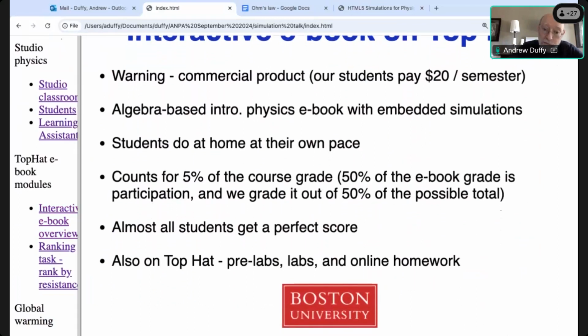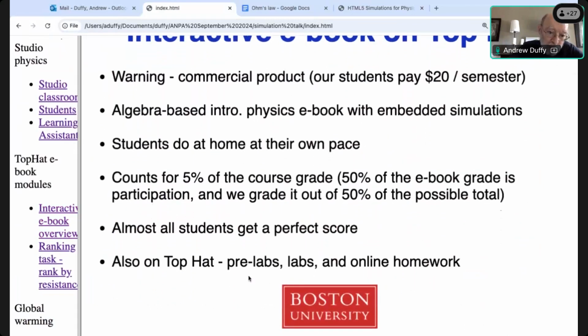We actually have a ton of stuff on Top Hat. We do all our pre-labs there, many of which have simulations embedded in them. All the lab reports actually come in on Top Hat and are mostly automatically graded. Our teaching fellows, teaching assistants have to grade small parts of those. Many of our labs are based on simulations or are kind of hybrid, and they go back and forth between simulations and hands-on material.